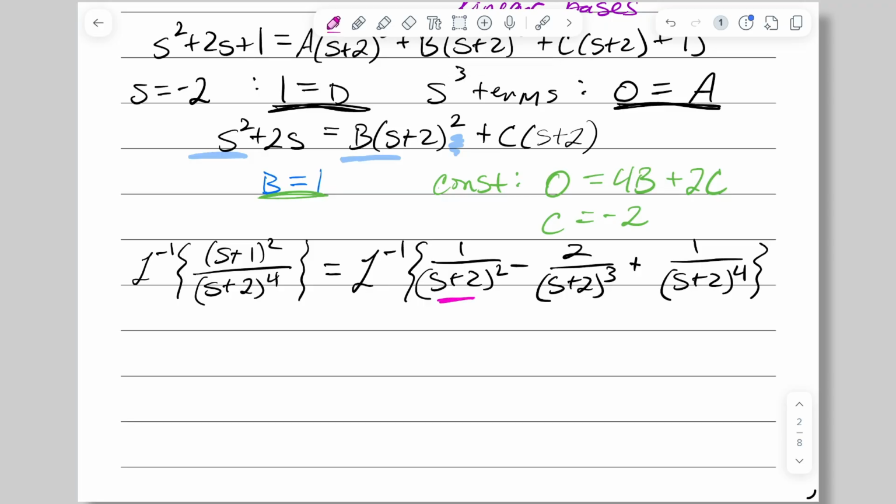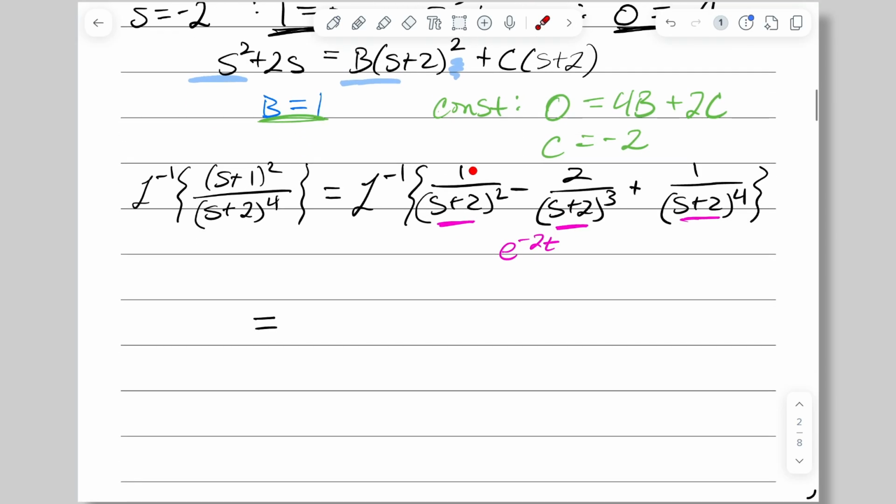Since we have this s plus 2 as a base in all of the denominators, we see that's our shift. That's going to give us an e to the negative 2t in our inverse transform for every term. In the first term, we have 1 over s plus 2 the quantity squared. So I'm thinking about how would I inverse transform 1 over s squared? Well, that would inverse transform to t. We also have that factor of e to the negative 2t.